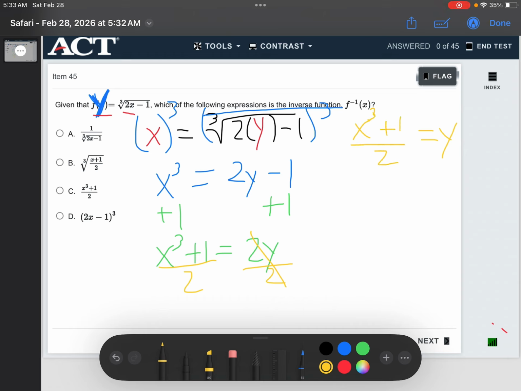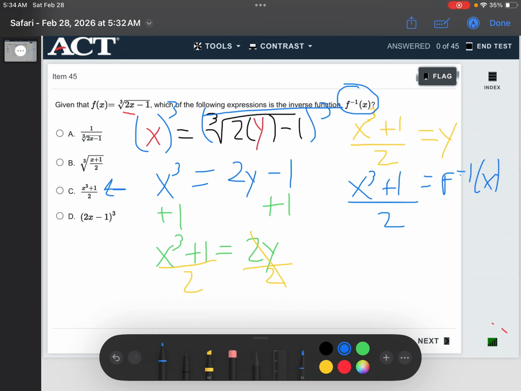Again, this is just kind of a formality. Remember, we're looking for the inverse function, and we started with function notation, so I shouldn't necessarily call it y. I should call it the inverse function, f inverse of x, and that equals x cubed plus 1 over 2. It doesn't really matter for this one, because we see choice C gives us that result, but it doesn't have that function notation. Like I said, this was more of a formality.